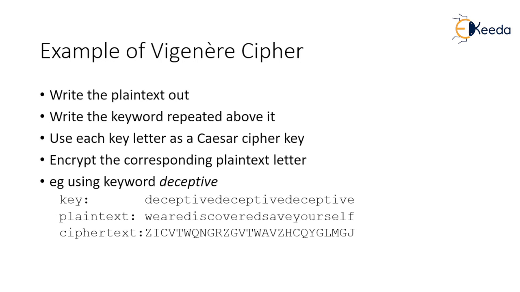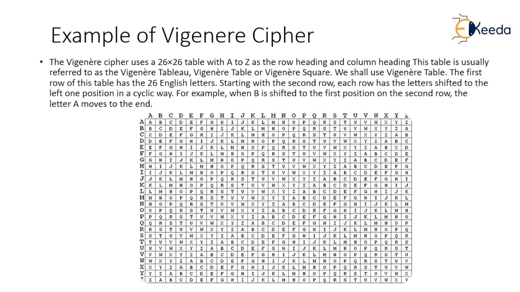Now in the next slide, I'll explain how the ciphertext is achieved using the plain text and the key. Here we'll see the basic functionality of the Vigenere cipher, and what methodology it uses to convert the plain text into ciphertext when the keyword is given. The Vigenere cipher uses a 26 by 26 table with A to Z as the row heading and the column heading. This table is usually referred to as the Vigenere tableau, Vigenere table, or Vigenere square. Here we are considering it as a Vigenere table.